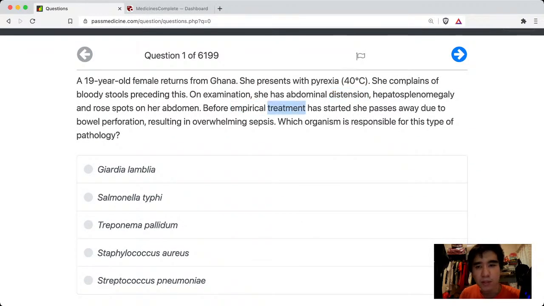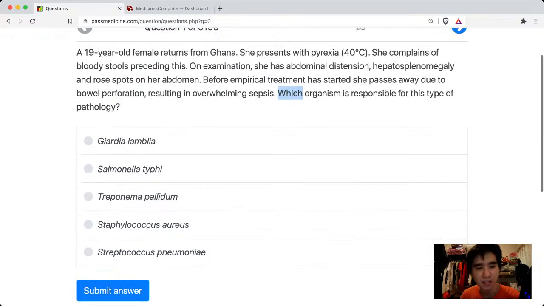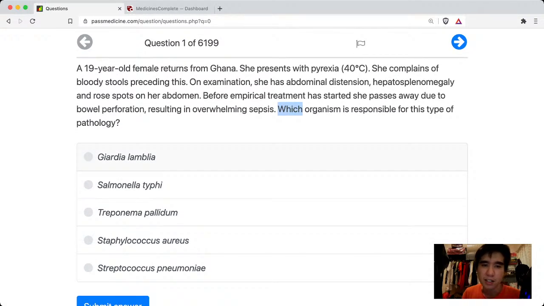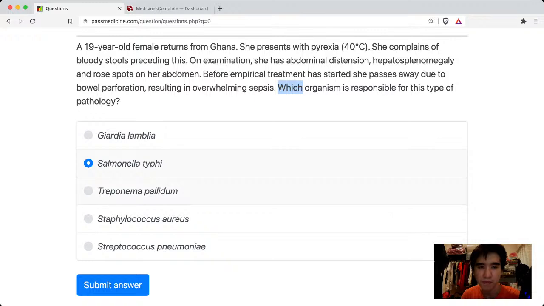Before empirical treatment has started, she passes away due to bowel perforation, resulting in overwhelming sepsis. Which organism is responsible for this type of pathology? Typhoid, yes. It's typhoid fever, spread by Typhoid Mary. Historically, that's where it got its name. It's Salmonella typhi.